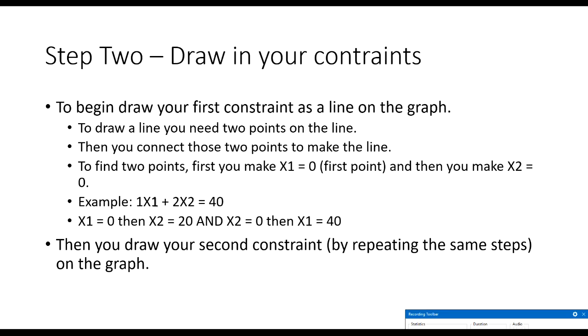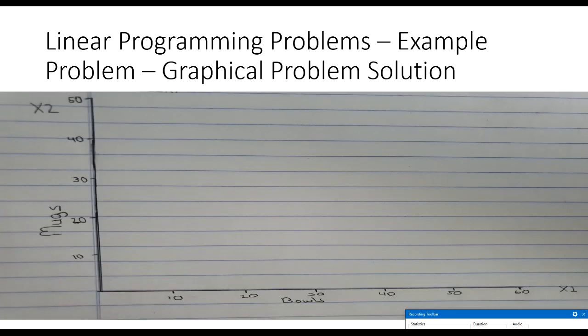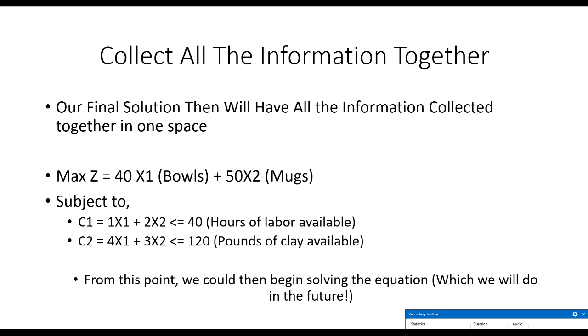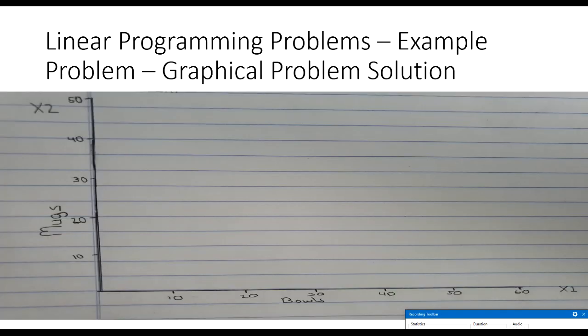So, to do this, the next step, once we've drawn our graph, we have to look at our constraint equations right here. 1x1 plus 2x2 is less than or equal to 40. 4x1 plus 3x2 is less than or equal to 120. Each of these constraints will be drawn as a line on the graph. We're going to draw those constraint lines, and that will allow us to find our optimal choices because they guide our choices.